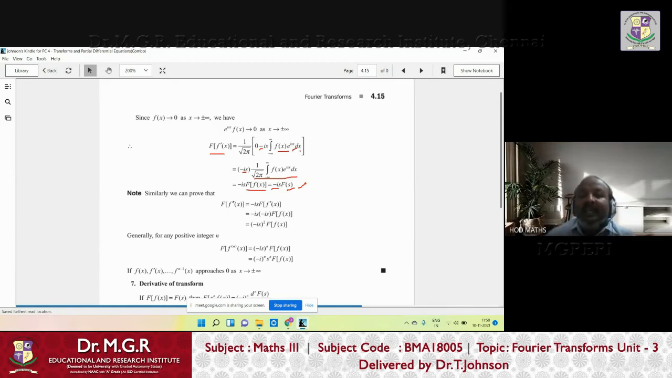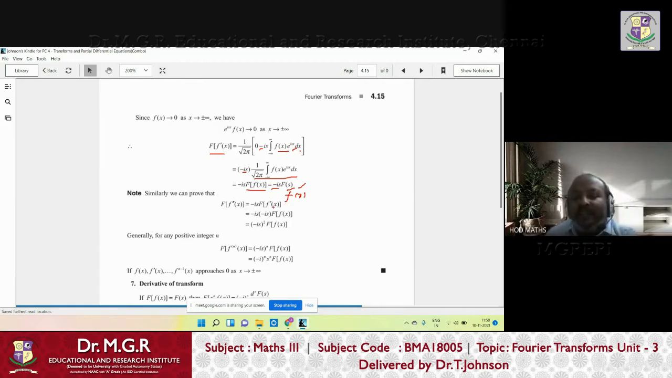And this relation is like a recurrence relation. Recurrence means you can apply it again and again, right? Suppose you see this here. Fourier transform of f dash of x is F of s, that is, the Fourier transform of f of x. So f of x is the original function, f dash of x is the derivative function, right?